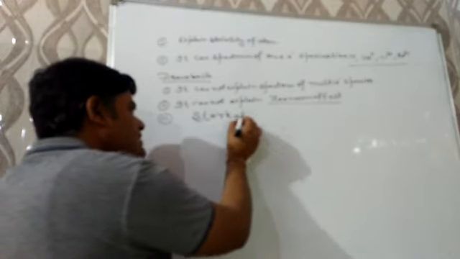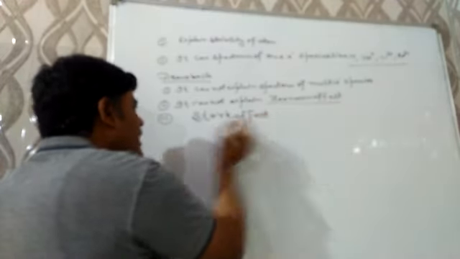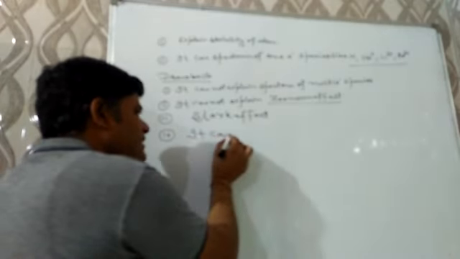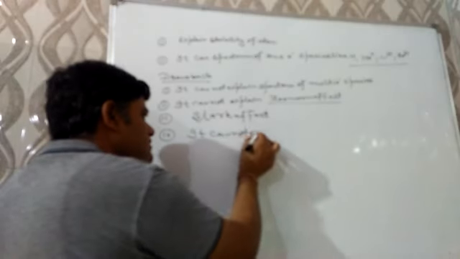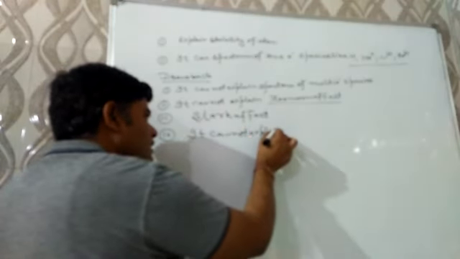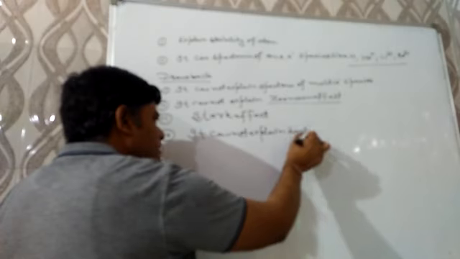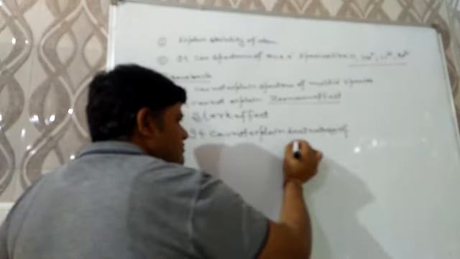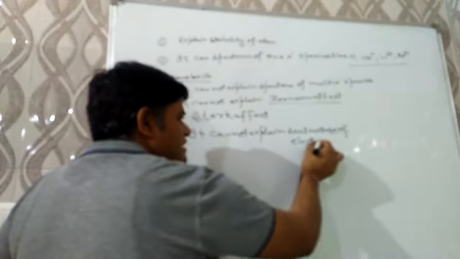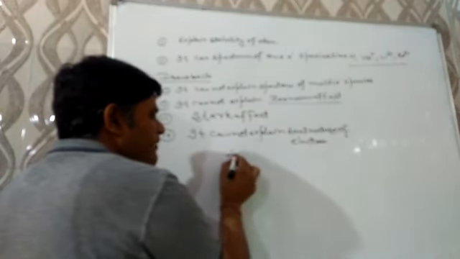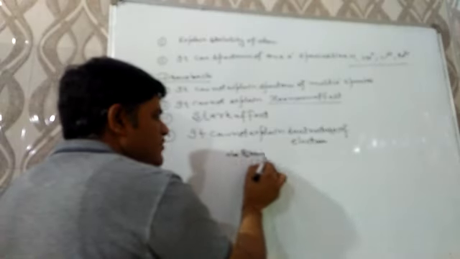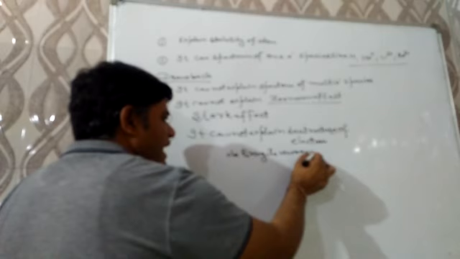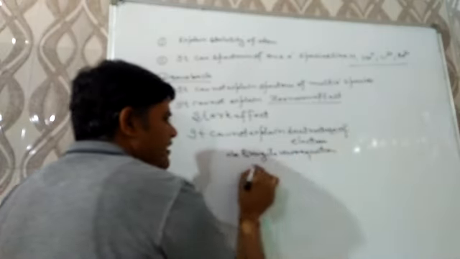The fourth drawback is that it cannot explain the dual nature of the electron. Dual nature of the electron means properties like the de Broglie wave equation and the Heisenberg uncertainty principle.